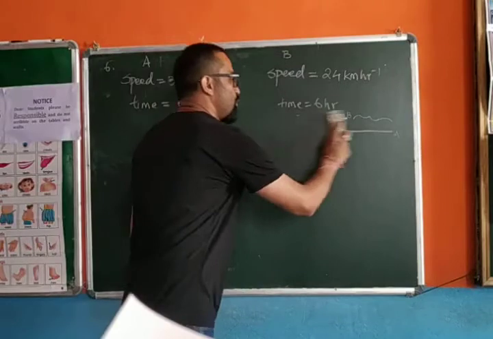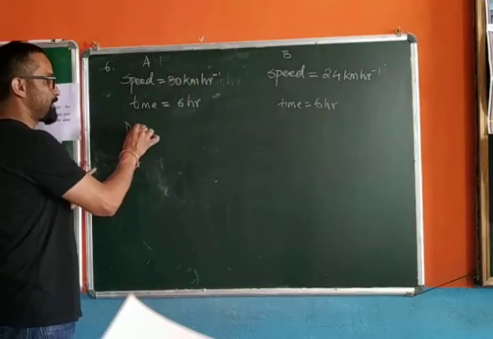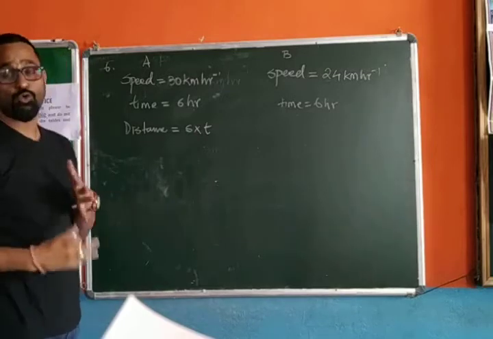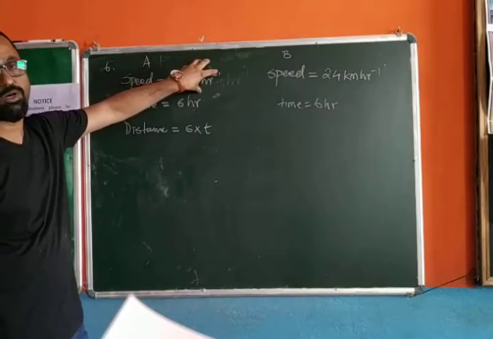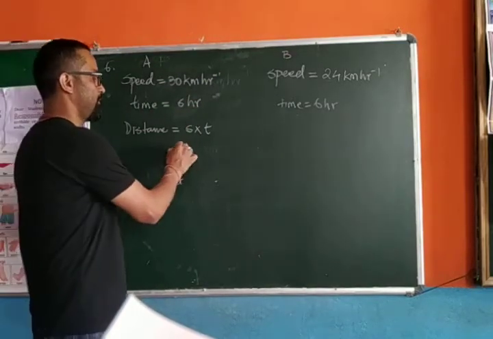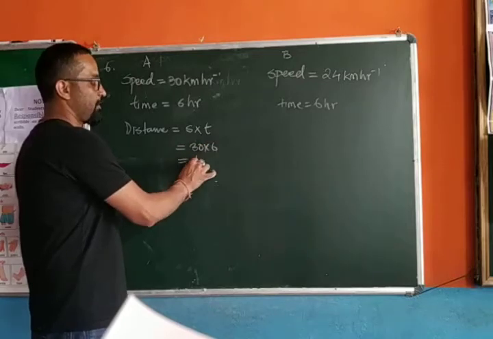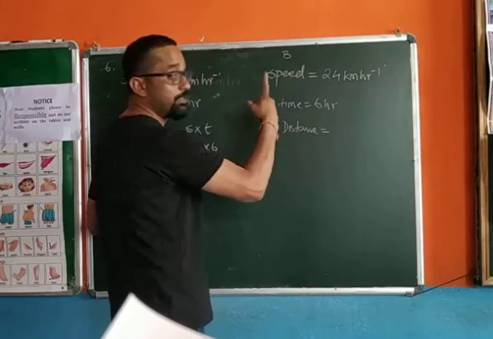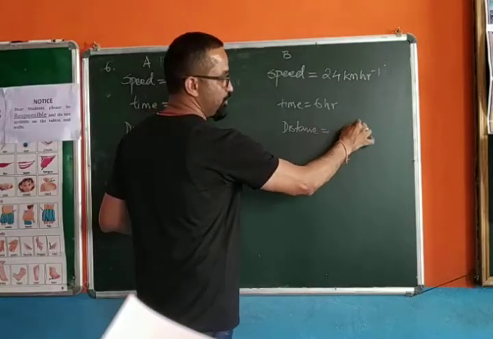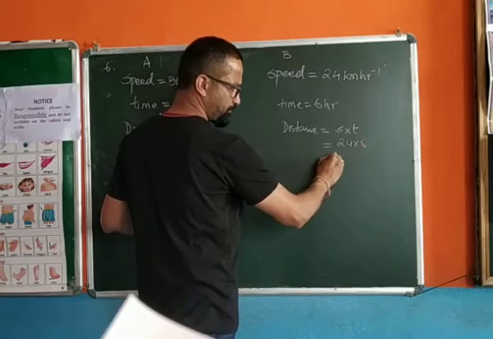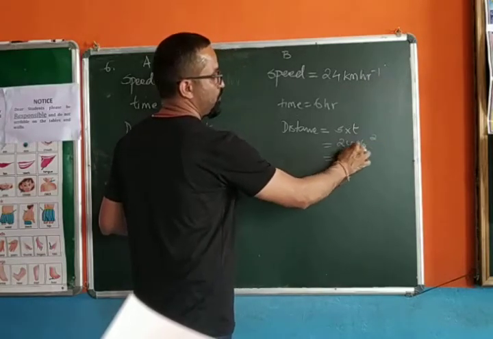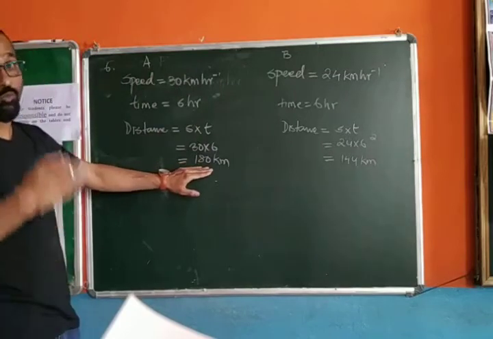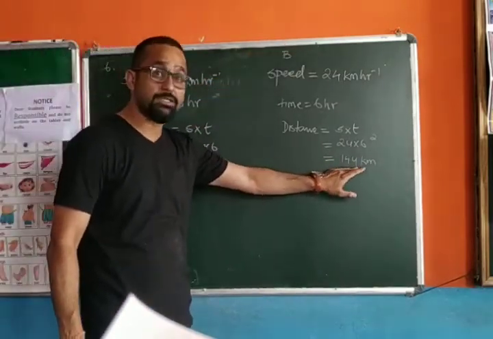How do we solve it? You need to find the distance traveled by A. Distance equals speed into time. You don't have to change anything because speed is in kilometer per hour and time is also given in hours. It is 30 multiplied by 6, 180 kilometer. Similarly, we calculate the distance traveled by B. Speed into time, 24 into 6. 6 into 4 is 24, 2, 12, 13, 14, so 144 kilometer. And as I told you, speed of A is more, so he travels more distance. Speed of B is less, so he travels less distance.